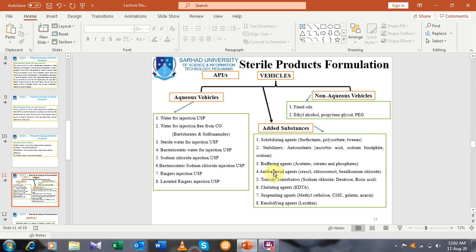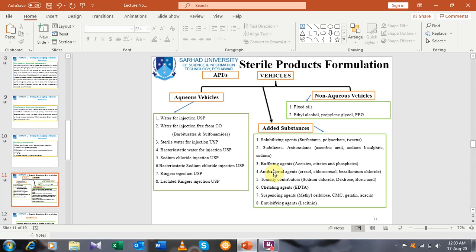barbiturates and sulfonamides, and sterile water for injection USP, bacteriostatic water for injection USP, sodium chloride injection USP, bacteriostatic sodium chloride injection USP, dextrose injection USP, and lactated Ringer's injection USP. These are the different types of the aqueous vehicles, which are aqueous in nature. And on the other hand, the non-aqueous vehicles, examples include fixed oils, ethyl alcohol, propylene glycol, and PEG, that is polyethylene glycol. These are the examples of the non-aqueous vehicles.